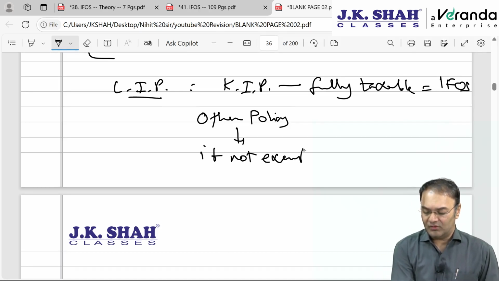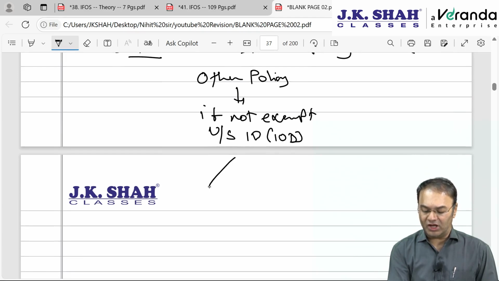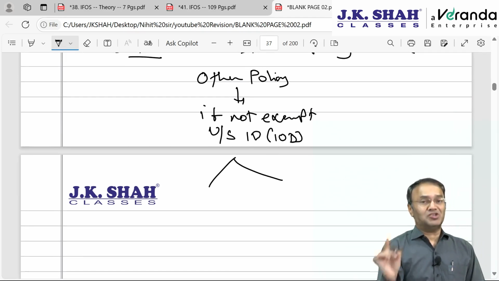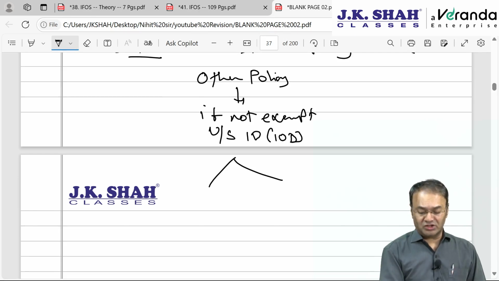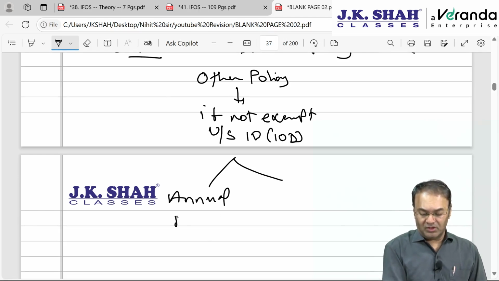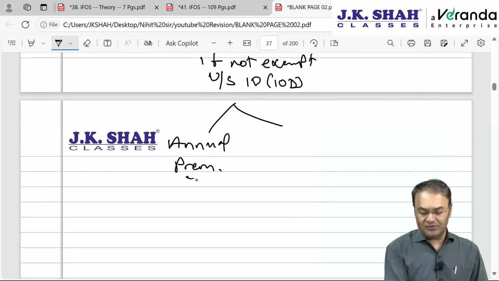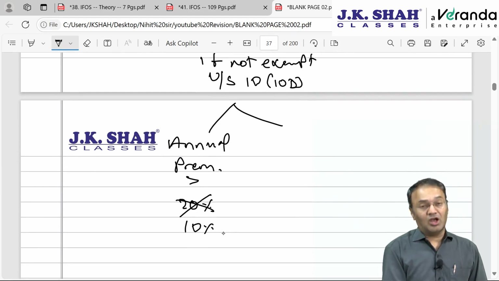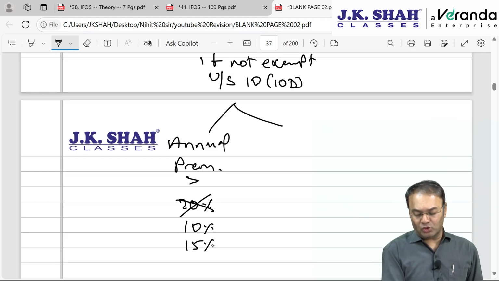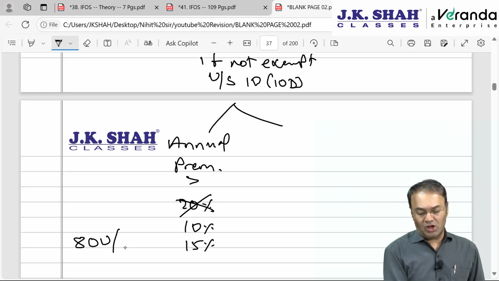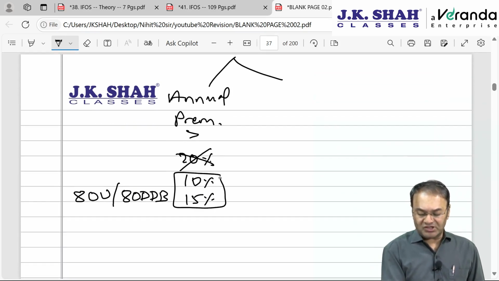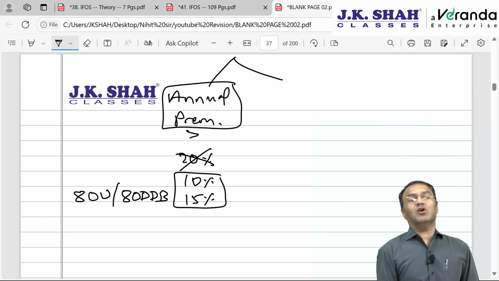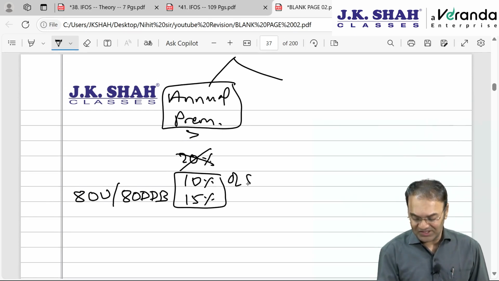If not exempt under section 10(10D). When will it not be exempt under 10(10D) for a regular policy? Two possibilities. Chidambaram ji had introduced in 2003 that annual premium exceeds 20% of the sum assured, which he brought down to 10% later on, or later on he increased it to 15% for those people who are suffering from disability given in 80U or disease given in 80DDB. So as of now 10% and 15% are applicable. Annual premium exceeds 10% or 15% of sum assured, SA.